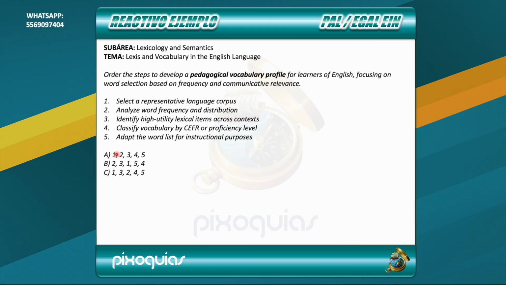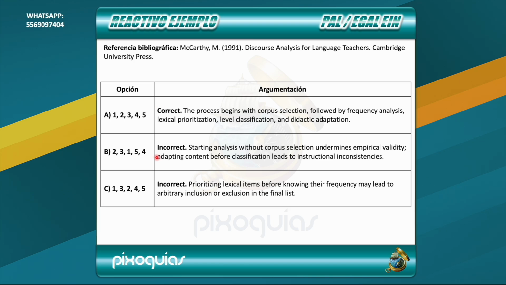Let's check it out. 1. Select a representative language corpus. 2. Analyze word frequency and distribution. 3. Identify high-utility lexical items across contexts. 4. Classify vocabulary by CEFR or proficiency level. And 5. Adapt the word list for instructional purposes. The correct answer is like this.